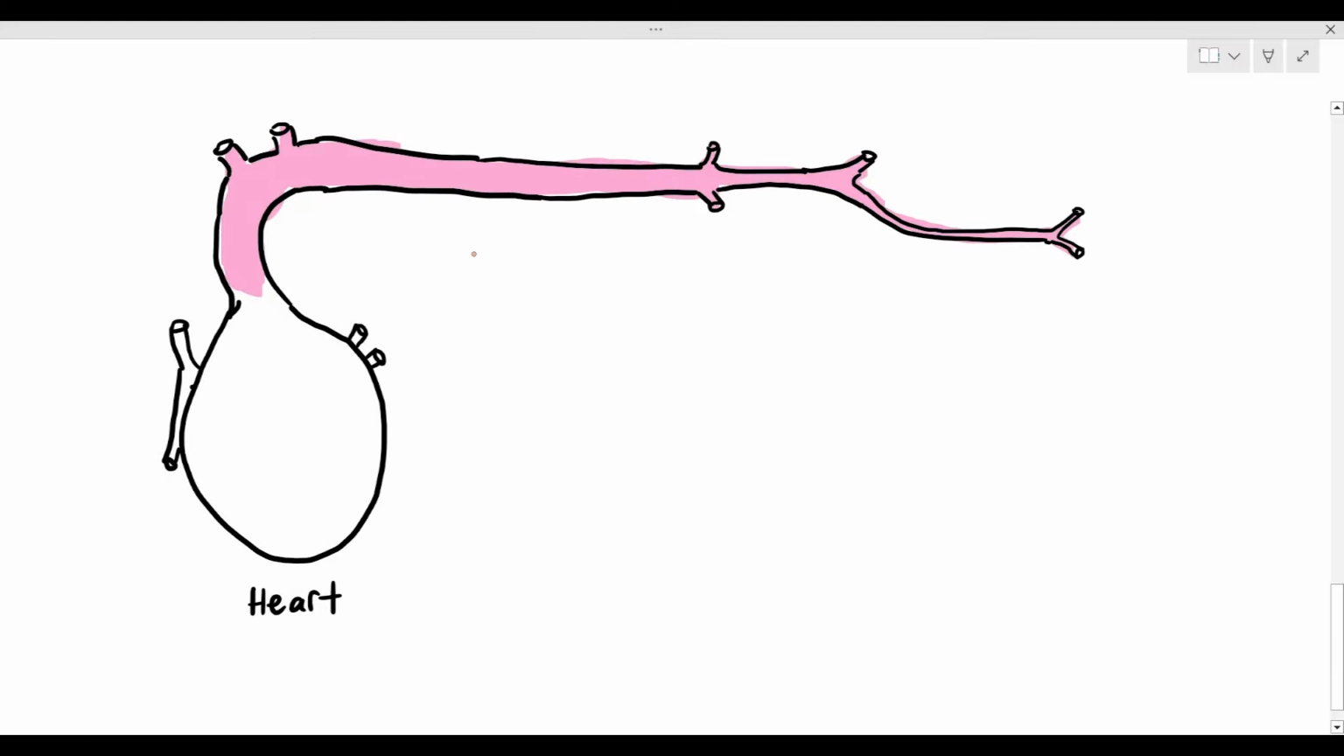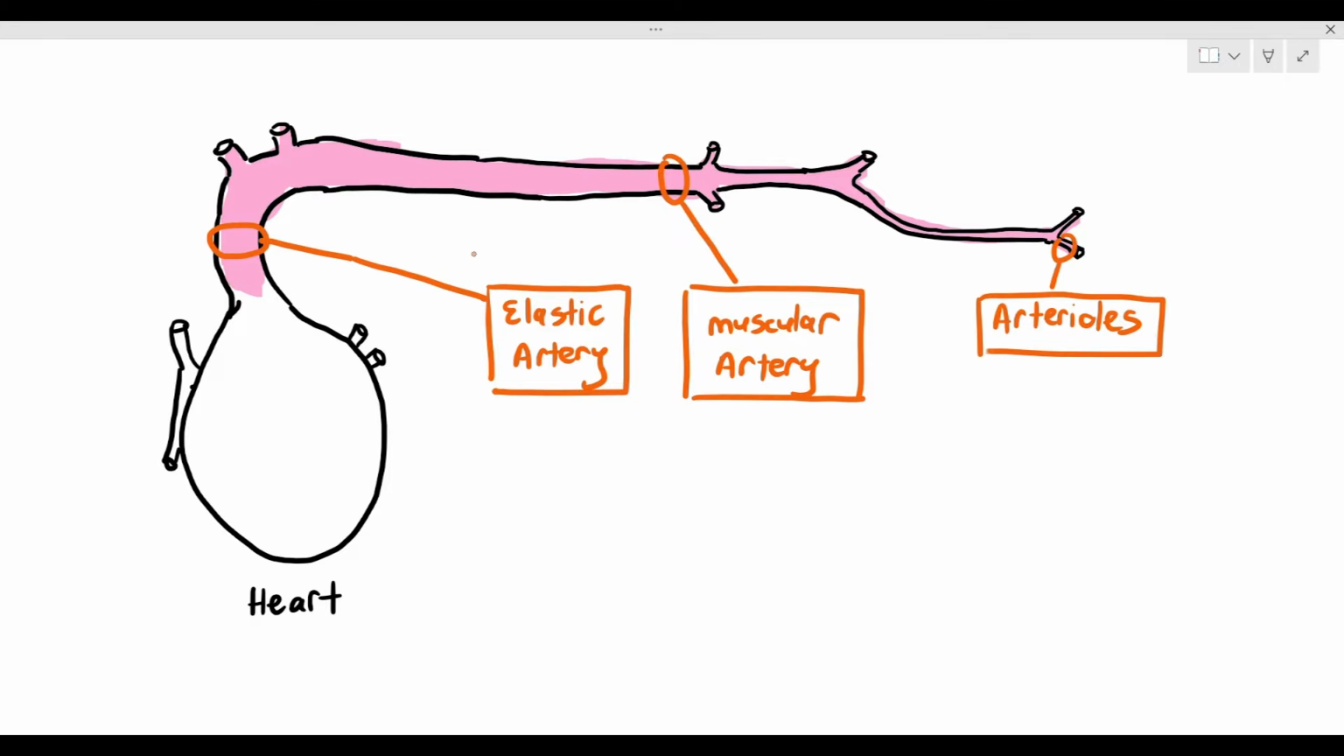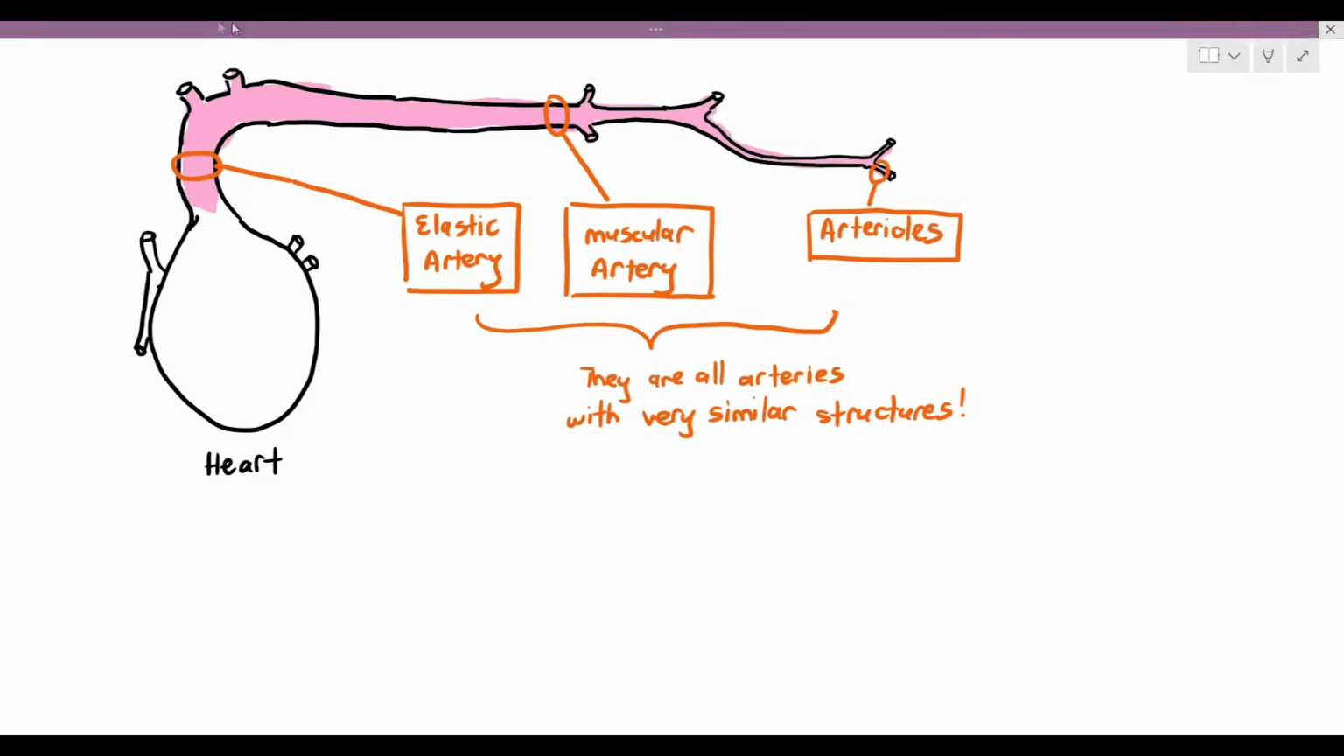Now, arteries are then subdivided into different types. The artery closest to the heart is referred to as an elastic artery. Slightly further away from the heart, we will call the artery a muscular artery. And when they are much further away from the heart and their size is extremely small, that's when we refer to them as arterioles. We have divided the arteries into 3 groups. Now, even though I've divided them into 3 groups, it is important to know that they are all still arteries with very similar structures. So let's look at their basic structure in detail.